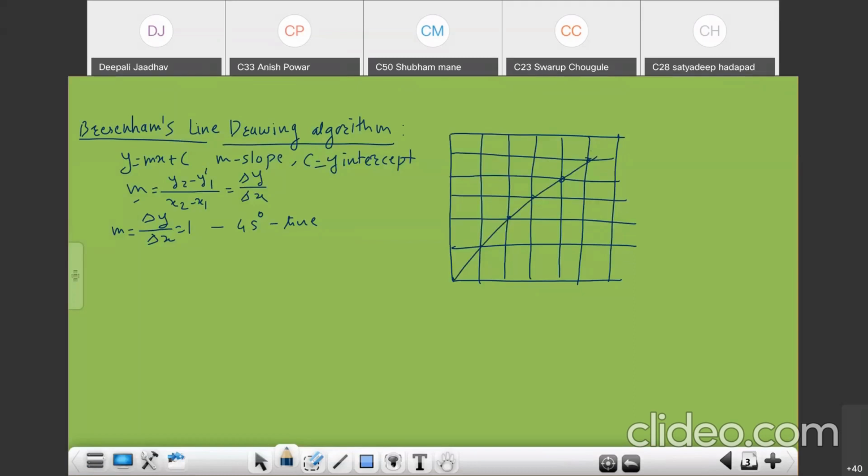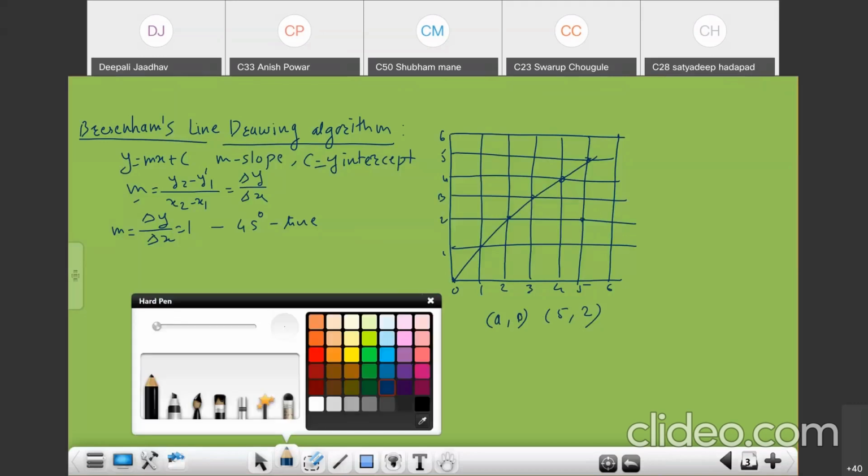Now I consider another line here. Suppose I consider the line from (0, 0) to (5, 2). So we start from here and the last pixel is this one. So I draw this line.